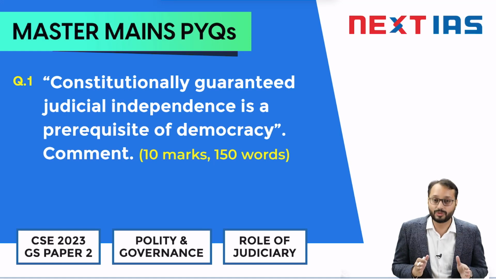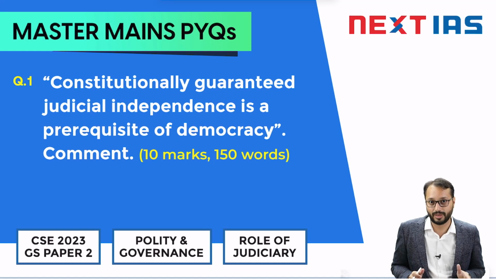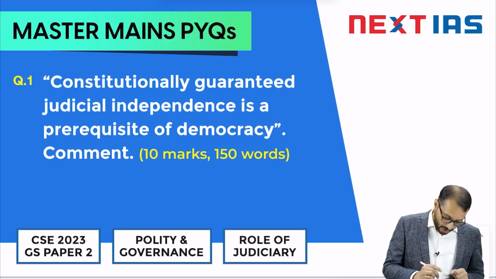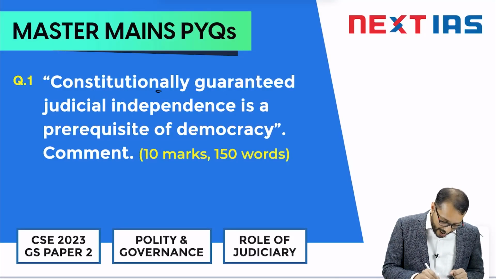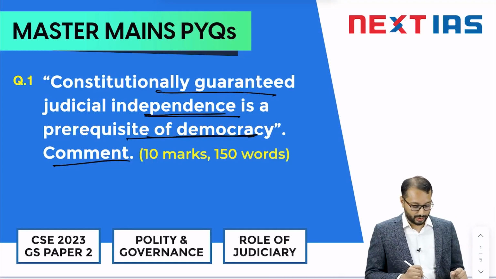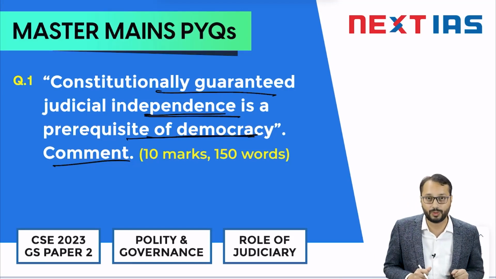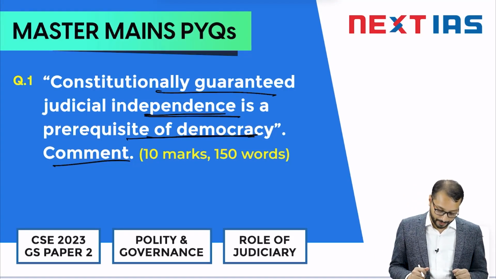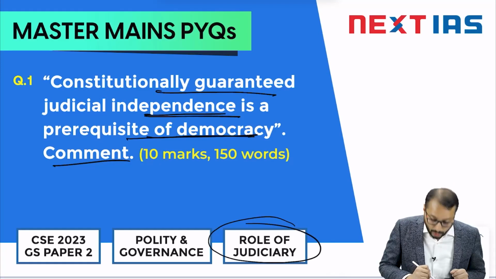Now, the first question that we have selected for today, you have already received on YouTube. This was the first question asked in GS paper 2 in CSE mains 2023. The first question was, constitutionally guaranteed judicial independence is a prerequisite of democracy. Comment. Right. So this was the first question asked in your paper 2, mains 2023, from the role of judiciary part of your syllabus.